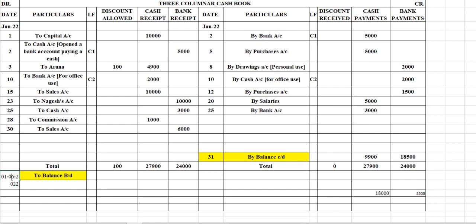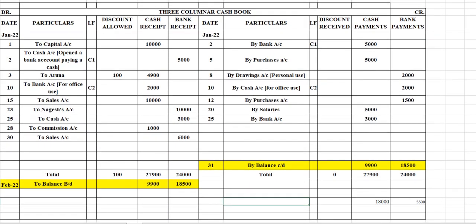Okay, after January it should be February. Okay, February 2022. To balance brought down. I will bring these balances here. Bring these two balances, 18,500 here. So this is the to balance carried down and by balance carried down and to balance brought down as on February 2022. Okay, so this is how we need to solve the 3-column cash book.